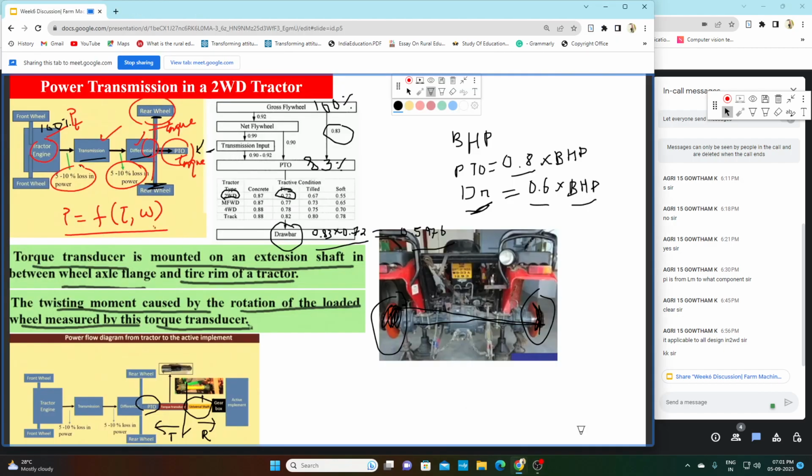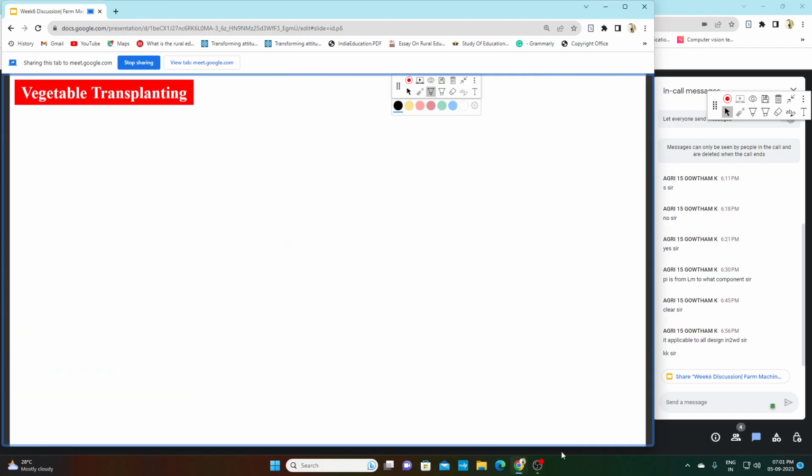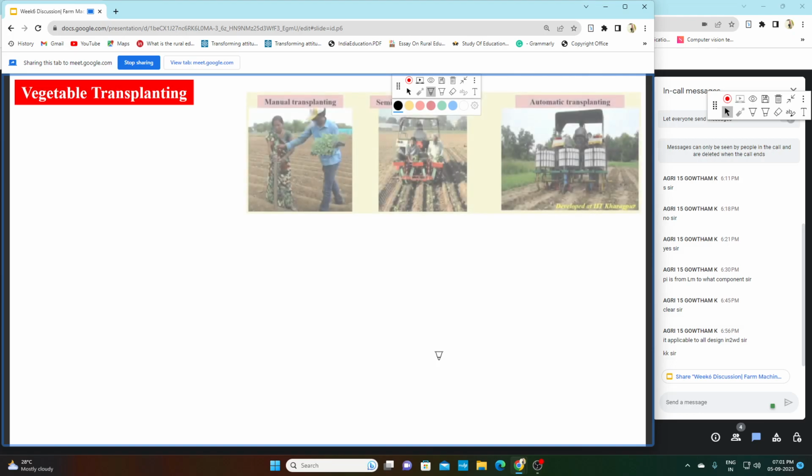Okay, so let me move on to the next slide. Now we will be discussing the vegetable transplanter. We have already discussed the rice transplanter or paddy transplanter. Today we will see the vegetable transplanter. Like your paddy transplanter, also the vegetable transplanter, like I have told you in the first class itself.